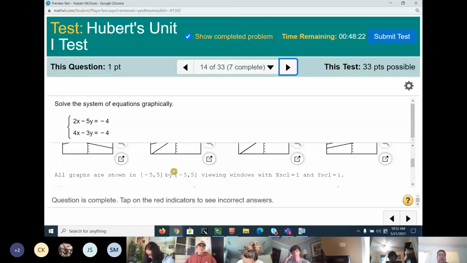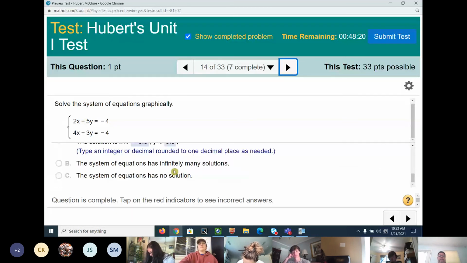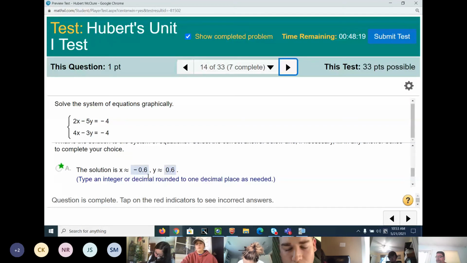And they want you to round it to the nearest what? 10th. And you should feel good about yourself. So we've done elimination, we've done substitution, and we've done graphing.